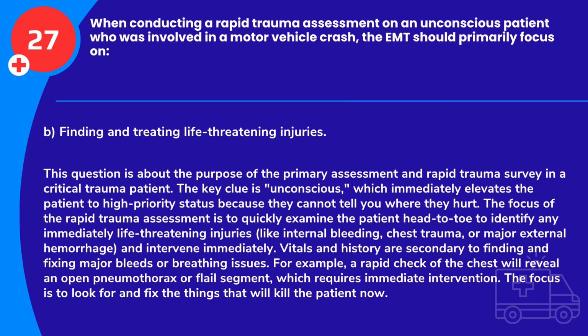Vitals and history are secondary to finding and fixing major bleeds or breathing issues. For example, a rapid check of the chest will reveal an open pneumothorax or flail segment, which requires immediate intervention. The focus is to look for and fix the things that will kill the patient now.